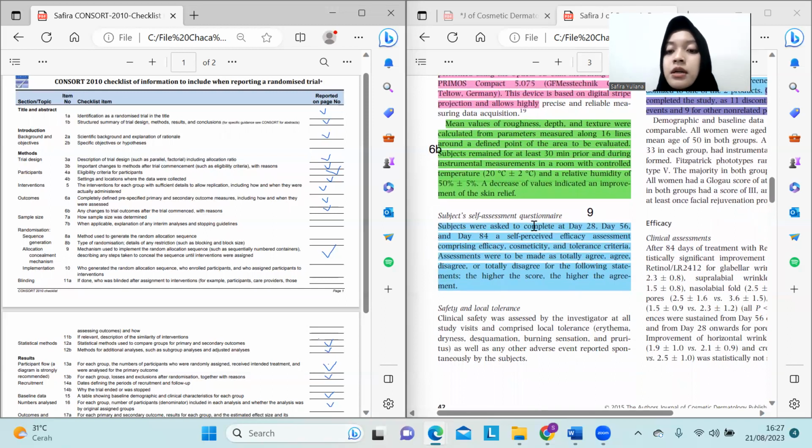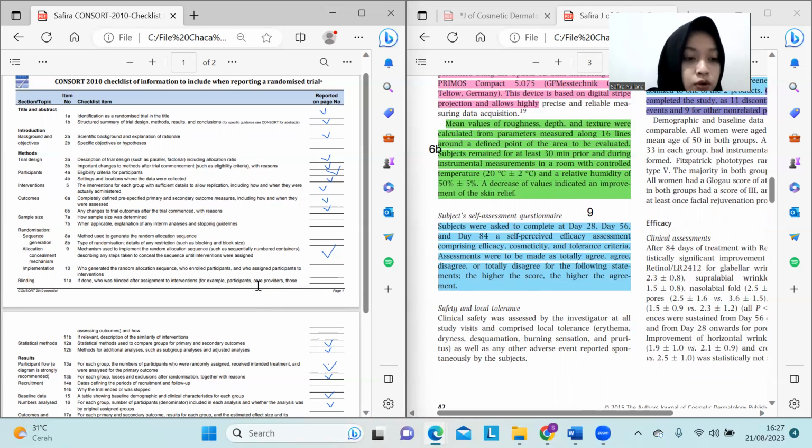Subjects' health assessment questionnaire: subjects were asked to complete at day 28, day 56, and day 84 a self-perceived efficacy assessment comparing efficacy, cosmetic, and tolerance criteria. The assessment was to be made as totally agree, agree, disagree, or totally disagree for the following statements. The higher the score, the higher the agreement.